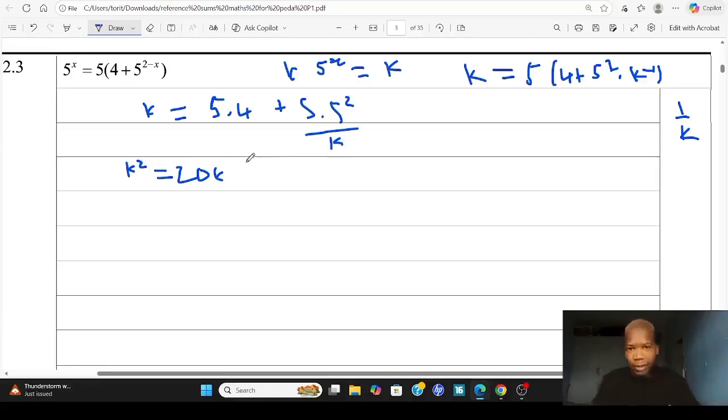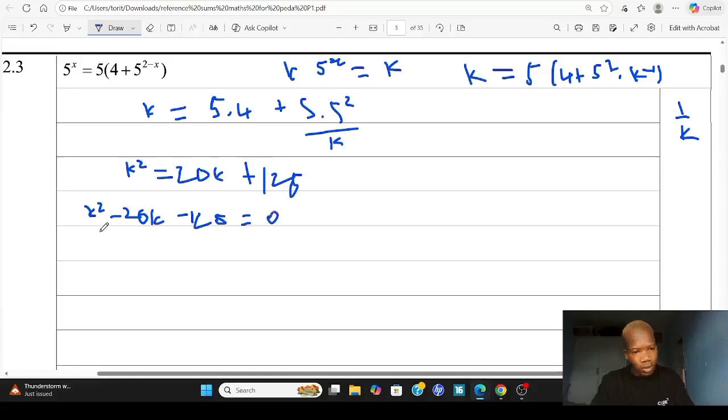Then 5 multiplied by 5 to the power 2 is equal to 125, right? So we can transpose. So if we transpose, we have k squared minus 20k minus 125 is equal to 0, right?